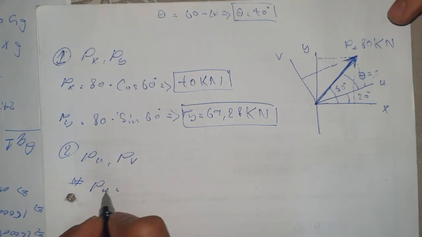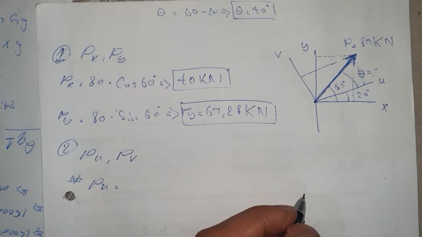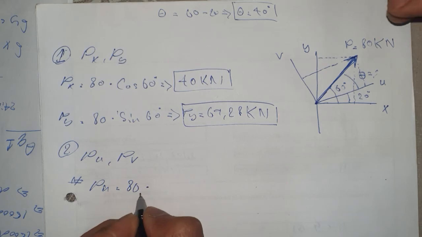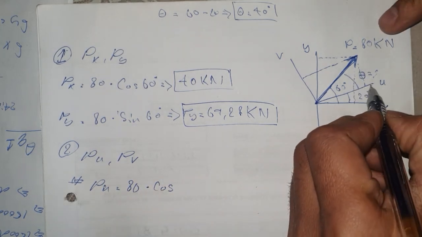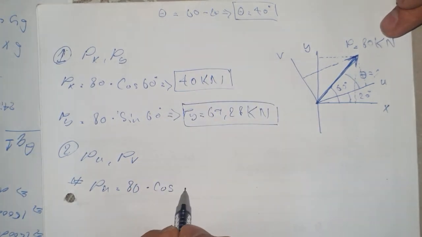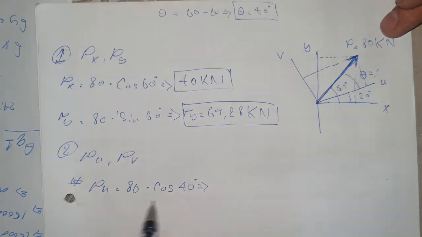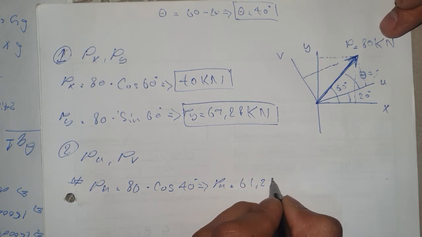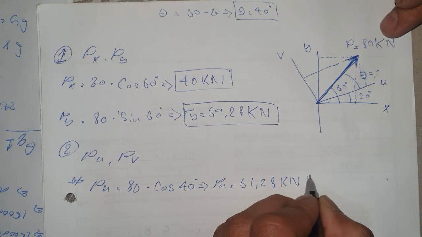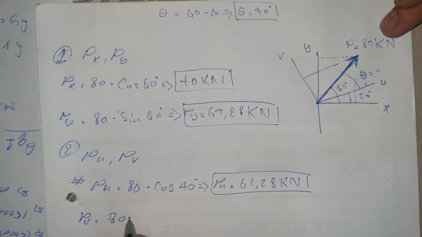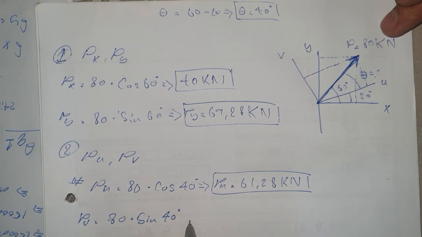To find pu, the force is the same, 80 times cosine of. Since u is instead of x, it's cosine of the angle, and we find the angle here, 40 degrees. When we multiply this, pu is equal to 61.28 kilonewtons. And now for pv, we have the same 80 kilonewtons times sine of 40 degrees.